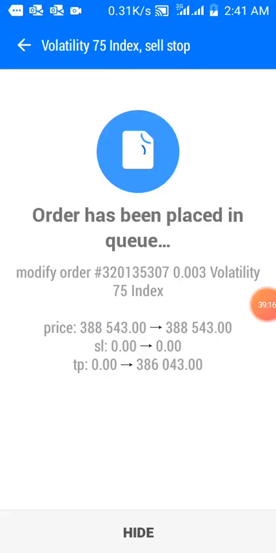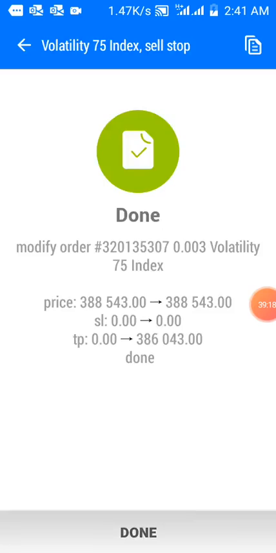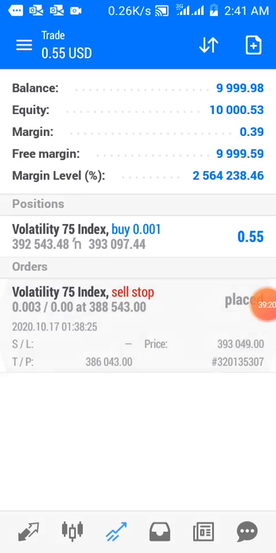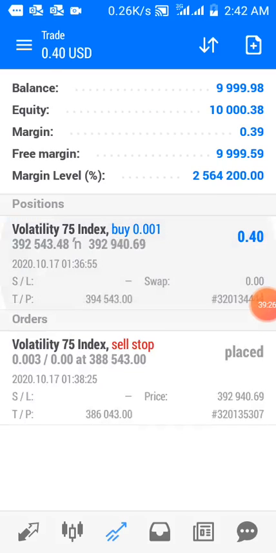386043. So that means we deducted 2,500 points from 388543. Okay, so since this has been triggered, we only do this when the sell stop is triggered.